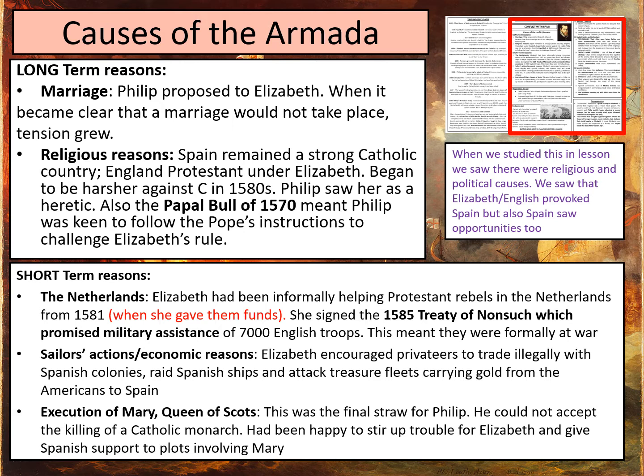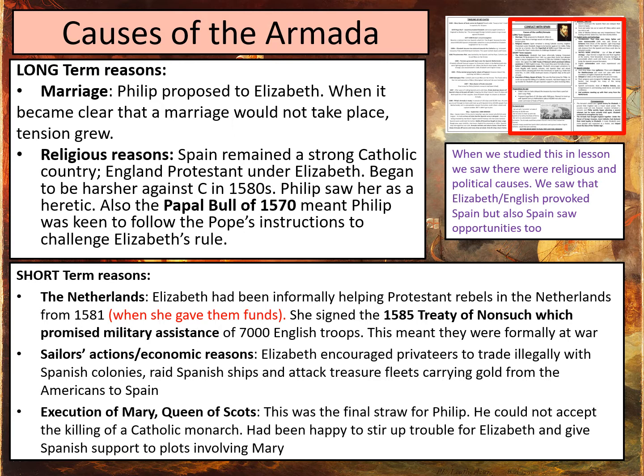So he was already angry about the marriage, and maybe put that to one side. He was angry about the religion and how Elizabeth had begun to clamp down on Catholics within England. He was furious about what was going on in the Netherlands and that continued action from the privateers. But the execution of Mary, Queen of Scots was a step too far. He could not accept the killing of a Catholic monarch.